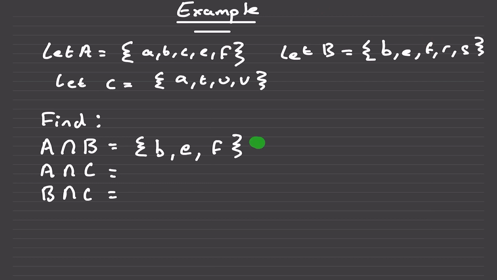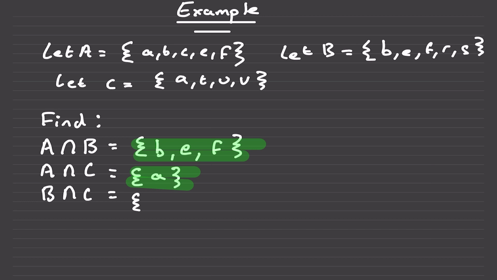A intersect C, the next question. The only element that A and C share is the lowercase letter a. No other elements are shared between the two sets. For the last question, B intersect C: B and C actually have no elements in common, but they do have one element in common, and that's the set that contains no elements, phi, or the symbol given by empty brackets. And that's because the empty set is not missing from either set, so it belongs to both sets.